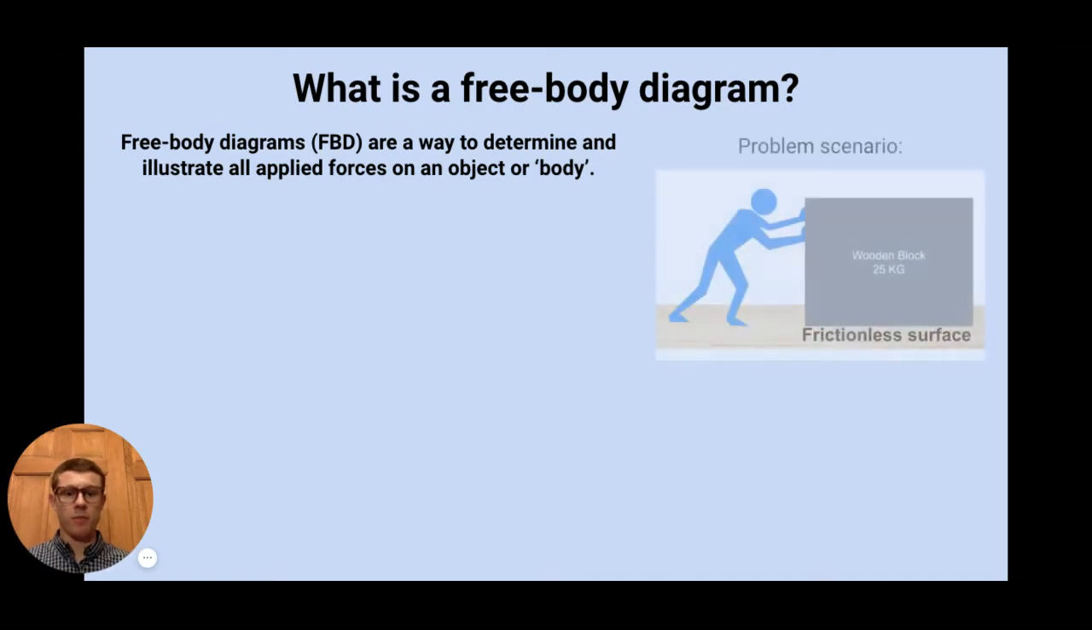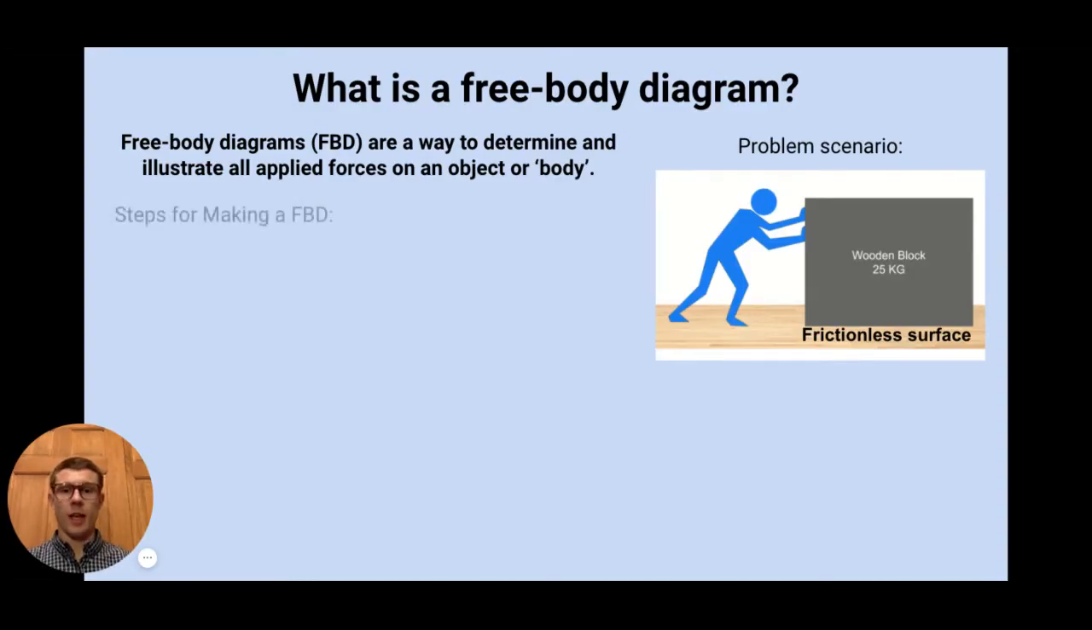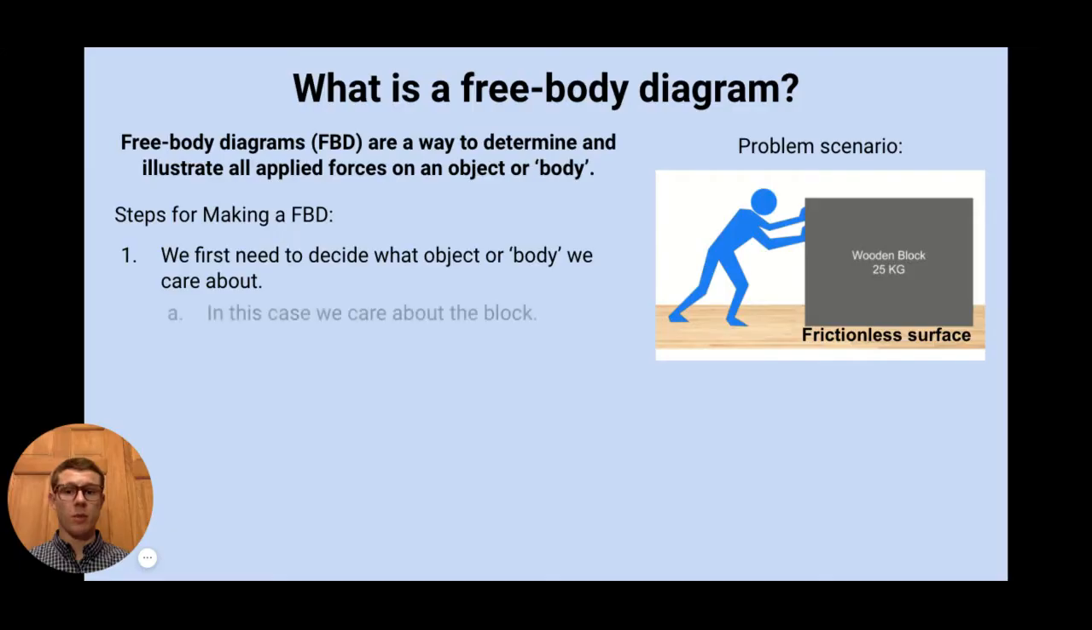So let's get an example. Here we have this man in blue pushing a wooden block on a frictionless surface. Let's lay out a process for making a free body diagram. The first step of the process is to determine what the object or body is that we care about. In this instance, we care about the wooden block. We care about the wooden block because that is the object that the forces are being applied to. The man is physically applying a force to the block, so that's what we care about.